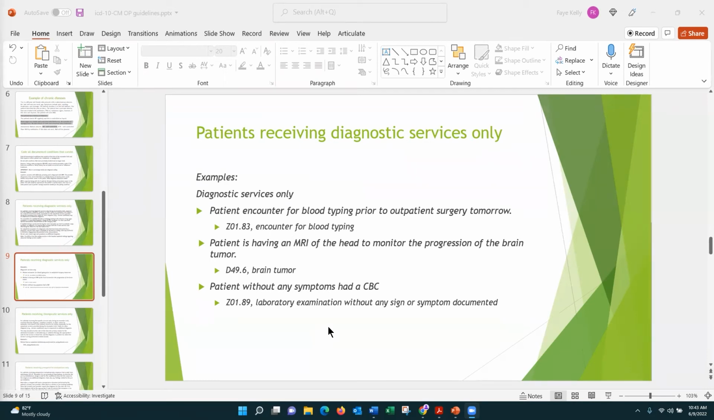If there were signs and symptoms, this code would not be appropriate and you would assign, and I did not pull the code, but you would go and look for laboratory exam, your analysis, and then you would code your secondary, your additional diagnoses as your signs and symptoms.